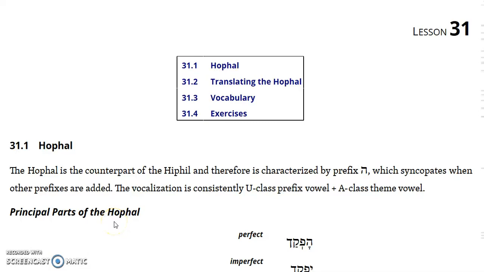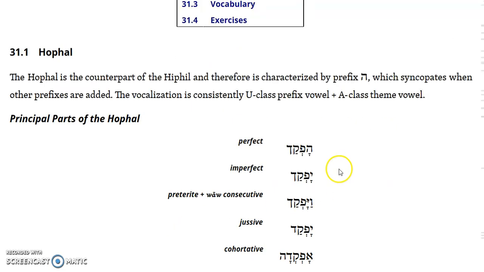Let me move on to lesson 31, in which Ross introduces the hofal. The hofal is the counterpart to the hifil. It'll basically be the passive of whatever the meaning is in hifil. As far as forms, here you have the third common masculine singular perfect.